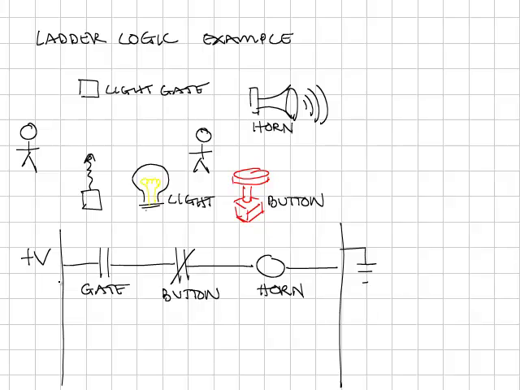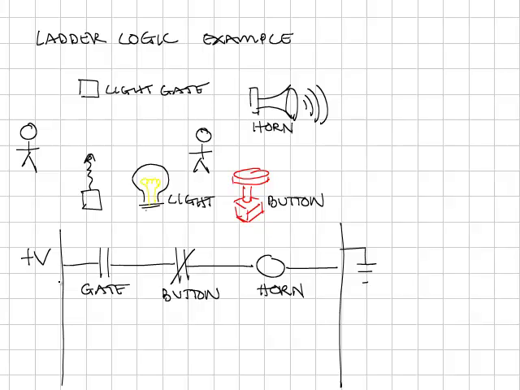So now the logic says in the normal state, if the gate is not broken and the button is not pressed, then the horn will not turn on. It's broken. The current can't flow through here. The circuit's broken. However, if the gate is in its not normal state, that is, it's tripped, then this becomes closed, and the button is normally closed because it's not pressed, and the horn will go on. That's what we want, which means someone passed through the gate, and the button was not down.